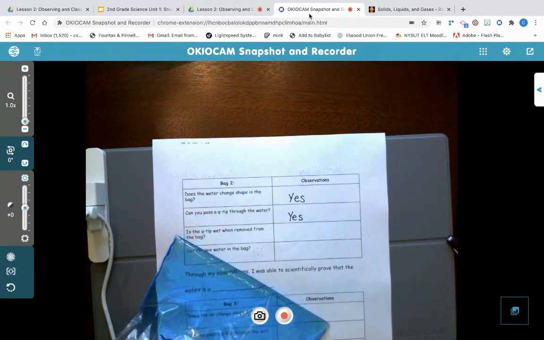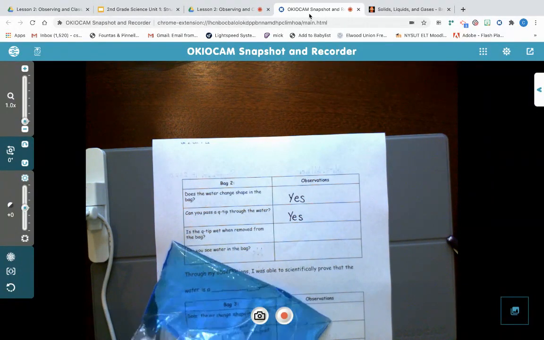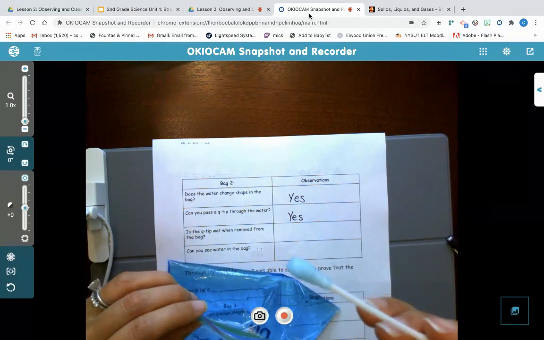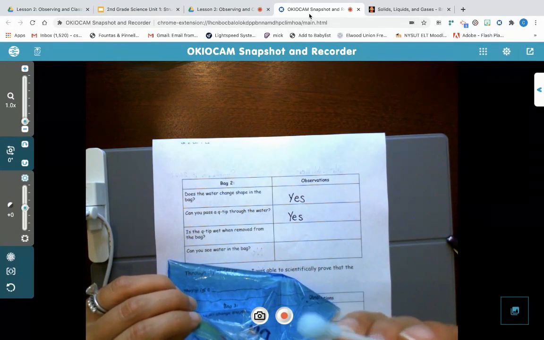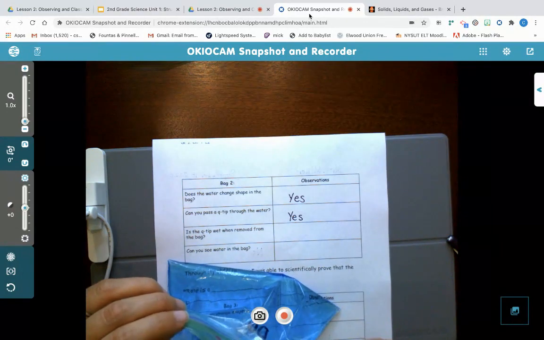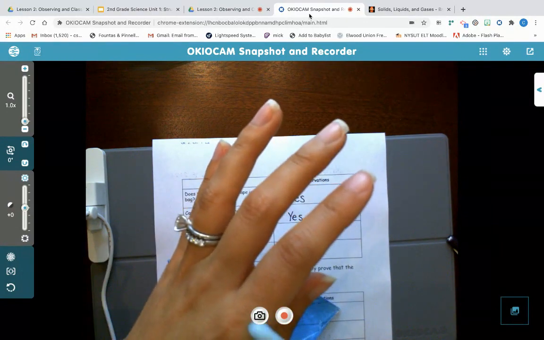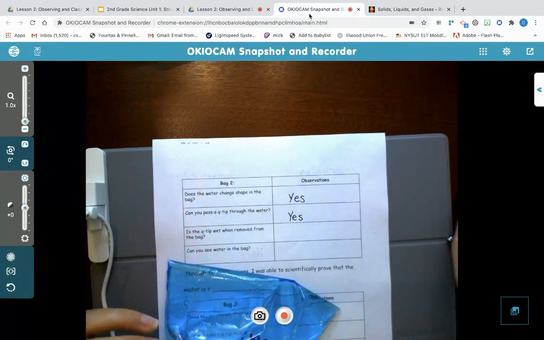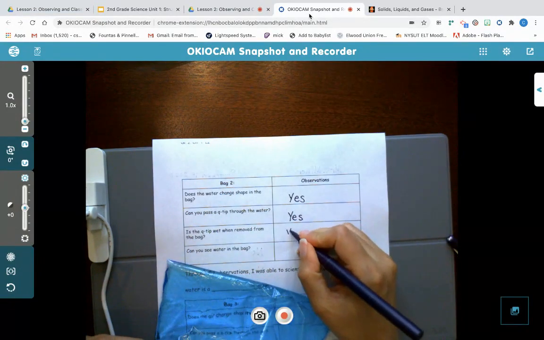Okay, now is the Q-tip wet when removed from the bag? Let's see here. Can you tell? Yes, it's wet. You see it picked up the color of the water, and it is in fact wet. If I feel it on my hand, it feels wet. So again, we can write the word yes.